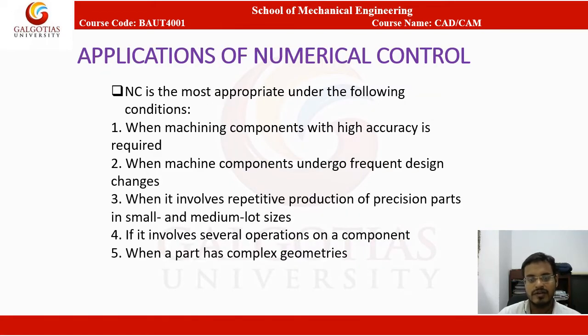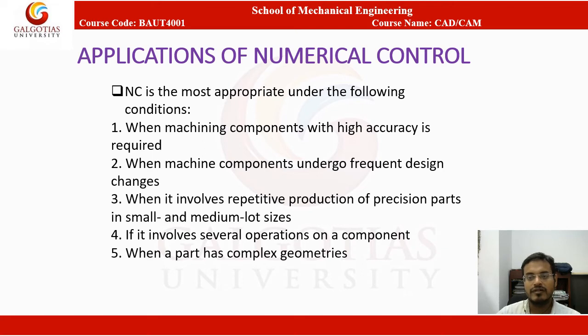Then, applications of numerical control. The NC machine is most appropriate under the following conditions: when machining components of high accuracy is required, and when machining components that undergo frequent design changes. If high accuracy is required, then we go for NC machines. If such components undergo frequent design changes, then we go for the NC machine. When it involves repeating production of precision parts in small and medium lot sizes, then we go for numerical control. Also several operations on a component: in a single component, a number of operations are there, so we go for NC machines. Then, if complex geometry is there, we go for the NC machine.